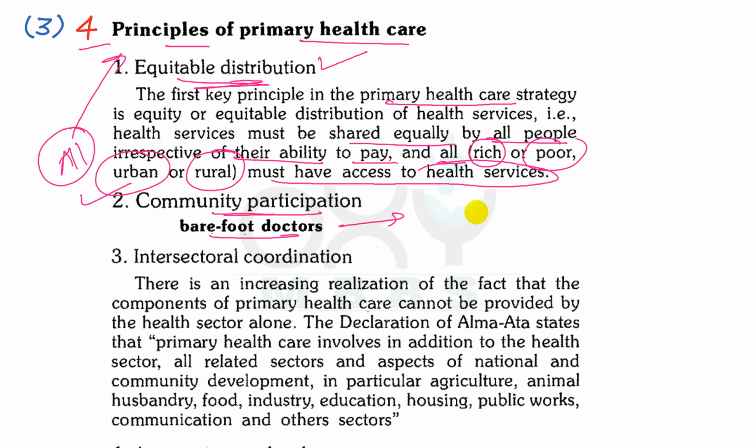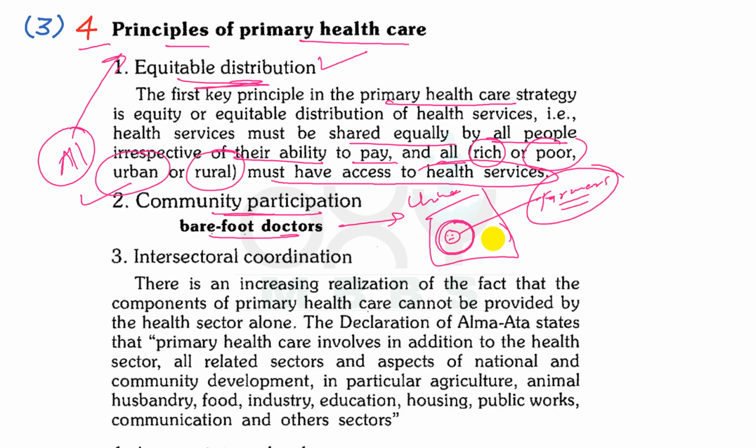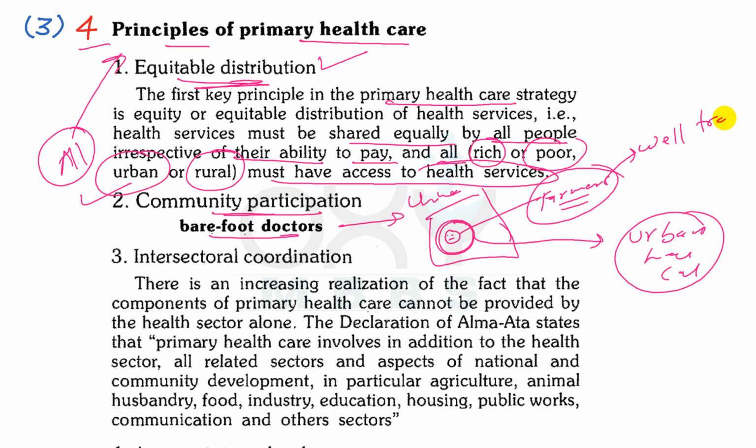Now here there is a story. In China, there are some villages in which, let's suppose, these are the farmers, and some farmers are well trained in the urban health center. These farmers are trained medically as well as paramedically.